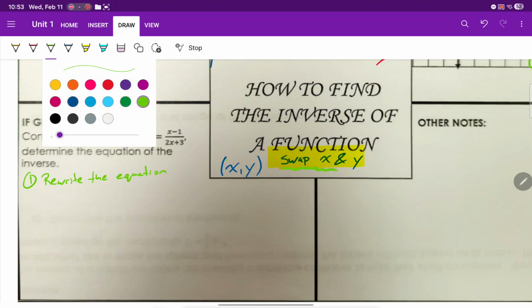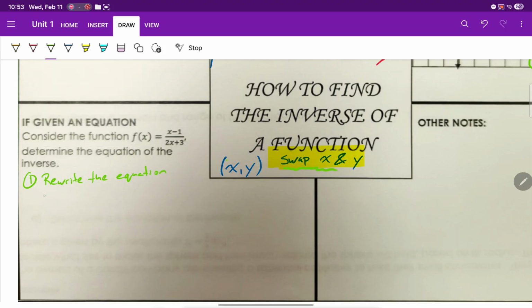See if my pen can go smaller here. As y equals... Okay, so I'm going to take out f of x and put y equals x minus 1 over 2x plus 3. Okay, so we rewrite it. We take out the f of x, we put in y.